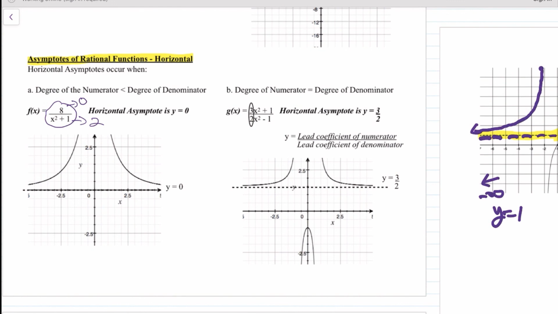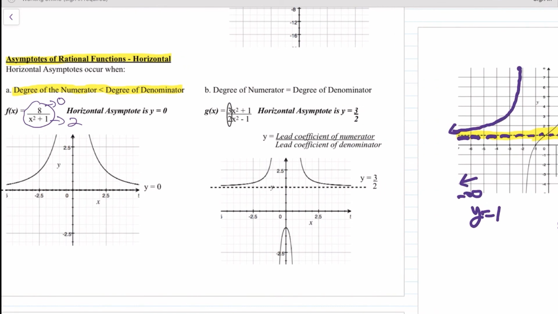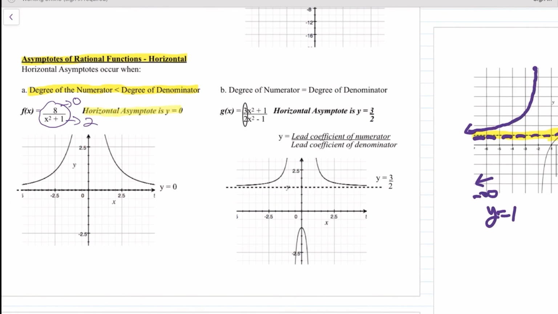So the rule here, if you can see this, says if the degree of the numerator is smaller than the degree of the denominator, you will have a horizontal asymptote at y equals 0, which is basically the x-axis. So if the numerator is less than the denominator, your horizontal asymptote will be the x-axis. So that's the first case.